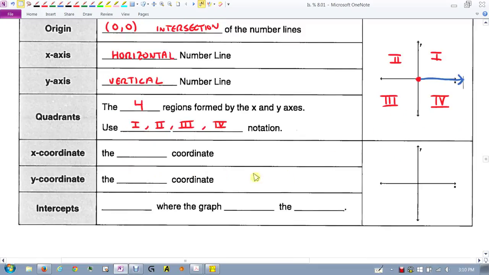The x-coordinate is the first coordinate in the ordered pair. The y-coordinate is the second one. We already know this.